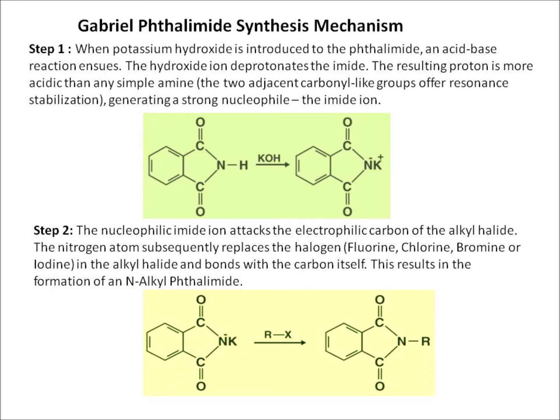In the second step, the nucleophilic imide ion attacks the electrophilic carbon of the alkyl halide. The nitrogen atom subsequently replaces the halogen in the alkyl halide and bonds with the carbon itself. This results in the formation of an N-alkyl phthalimide. That is also given below.